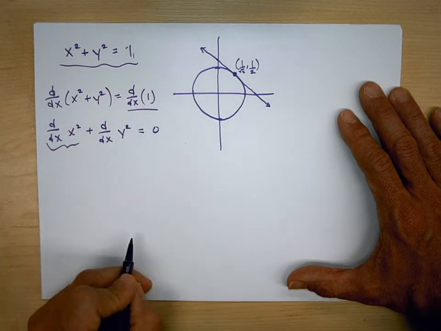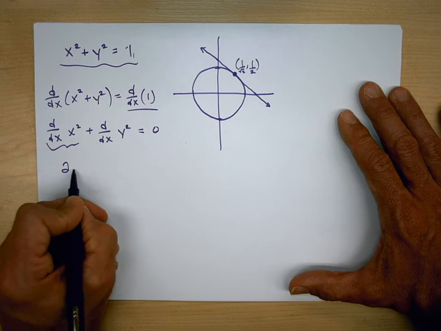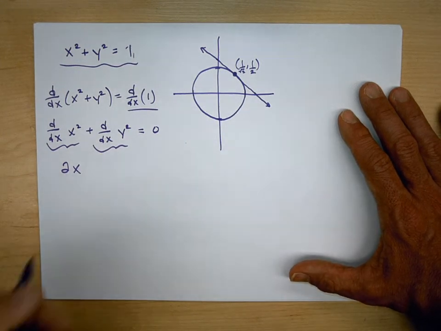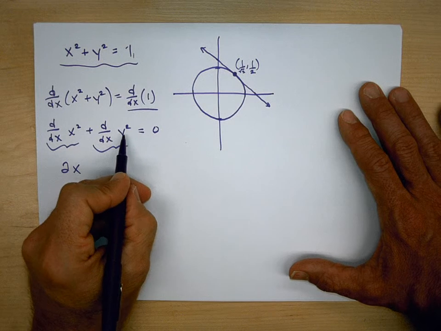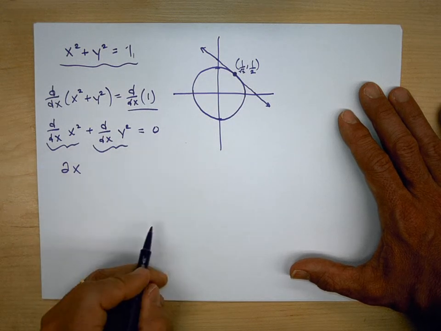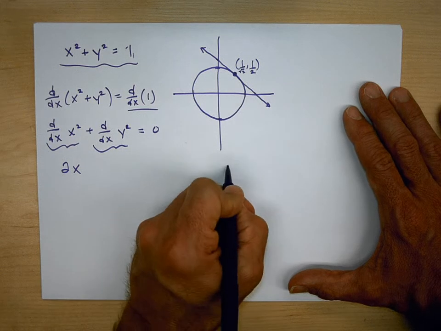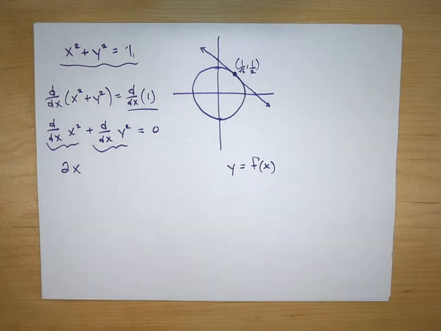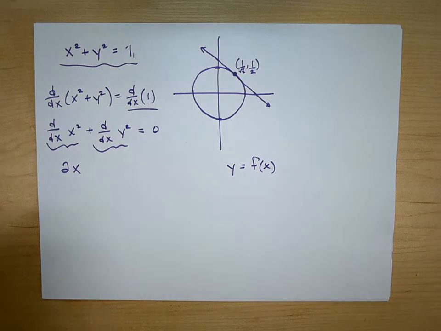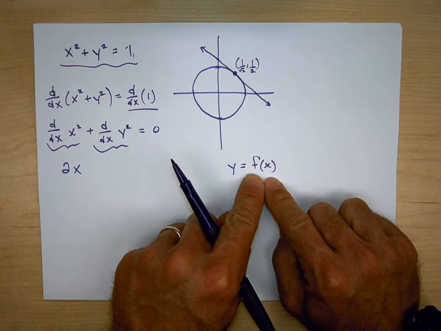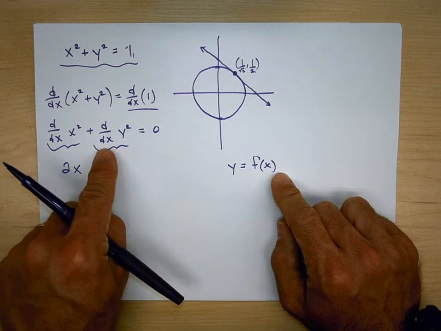Now this is straightforward. That's about as simple as they come in terms of the power rule. The question is, how do we evaluate something like that? In other words, y is some function of x, but we don't know what it is, right? So let's say y is some function of x. This is not uncommon, that we don't know explicitly what y is in terms of x, but we can still find the derivative with respect to x.